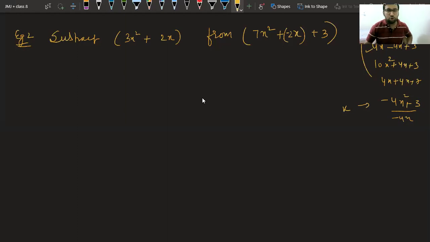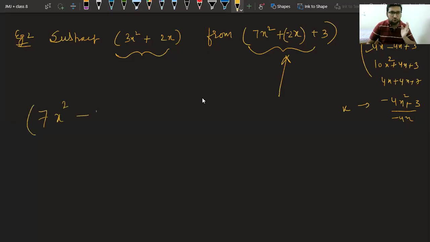Let's see what we have. The question is saying subtract this thing from this thing. So what will come first? Class, what will come first? The second one will come first. So we will have the question as 7x square minus 2x plus 3. I have opened the bracket. It became plus into minus, minus. Minus, again a bracket, 3x square plus 2x.